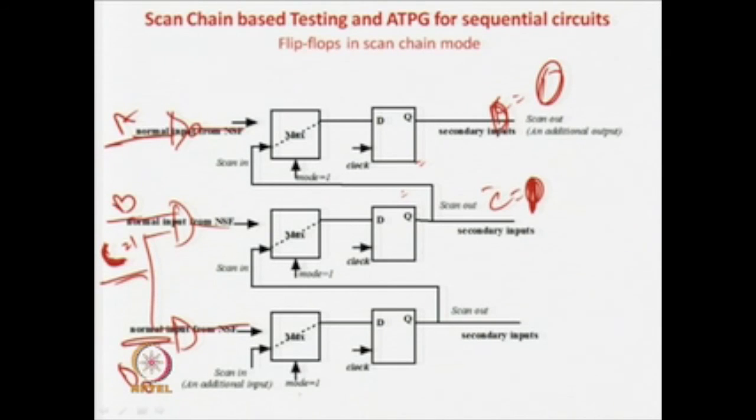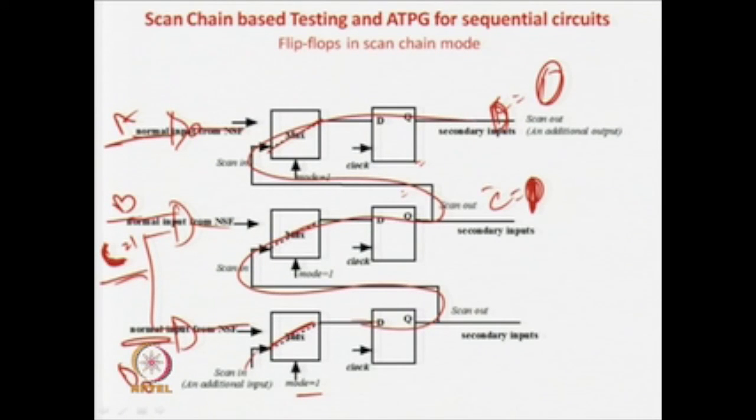So, he said that I will make my mode equal to 1. So, when mode equal to 1, this input gets connected to here. Okay, this output gets connected to here, because this normal output from the NSF block is now cut, because all the modes are 1, these are flip flops. So, this is connected to this one. So, now you see automatically a chain has been developed.